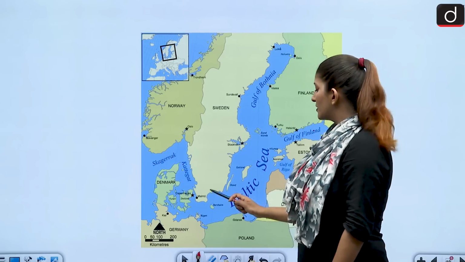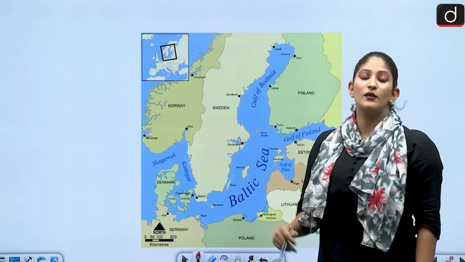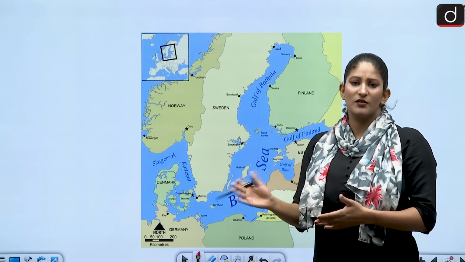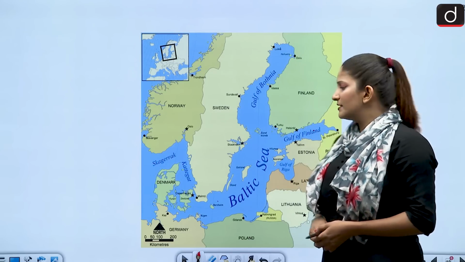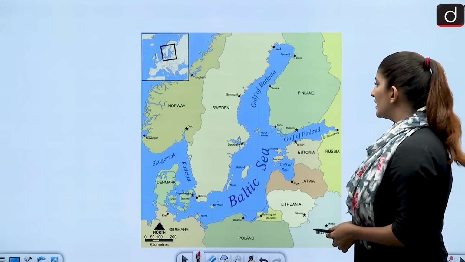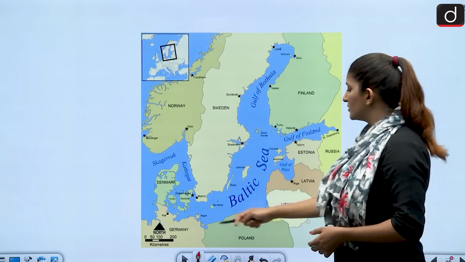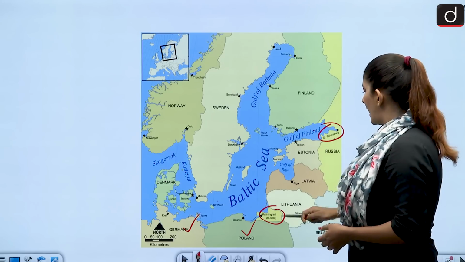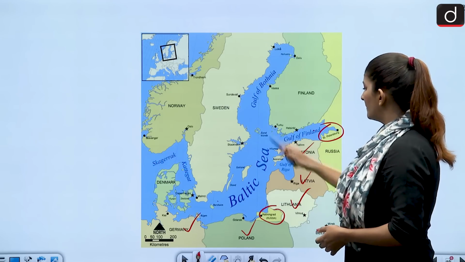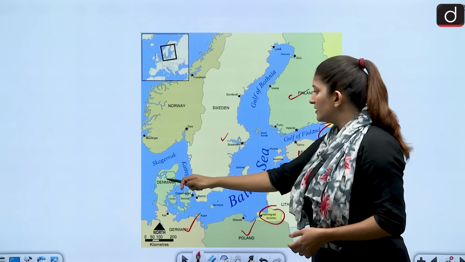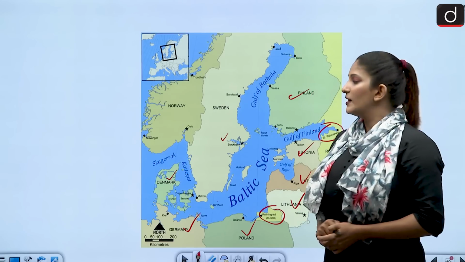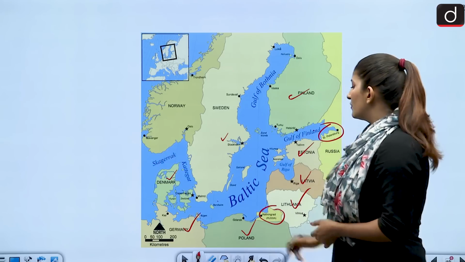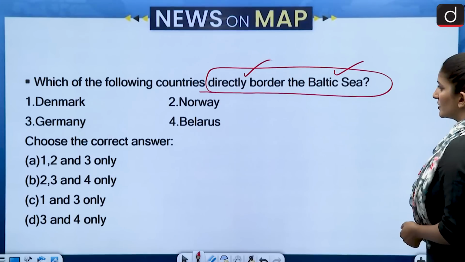Why is this question in the news? Because from the Baltic Sea we could see the Nord Stream 2 pipeline, supplying energy from Russia to Germany, and that is the reason this question has been asked. So you see, the Baltic Sea has a border with Germany, Poland, then Kaliningrad of Russia here and here as well, and Lithuania, Latvia, Estonia, Sweden, Finland and Denmark. So that is why we have to know Norway has a border with the Baltic Sea, but indirectly. So the question says Belarus and one more was there, Norway.